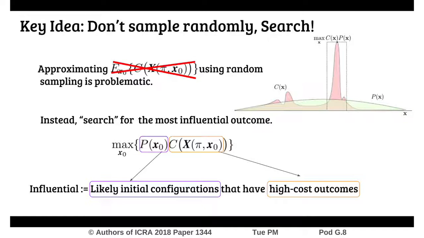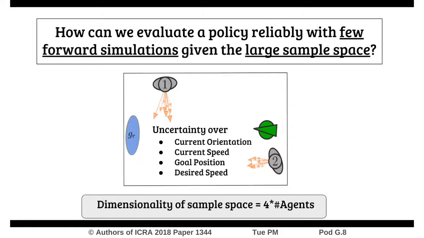Risk-aware MPDM casts policy evaluation into a search for the most risky outcome. However, this optimization problem still has a large space of possible pedestrian configurations to deal with. Backprop-MPDM quickly discovers such outcomes through a gradient-based search.